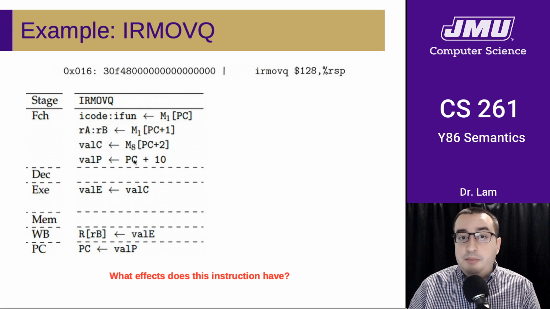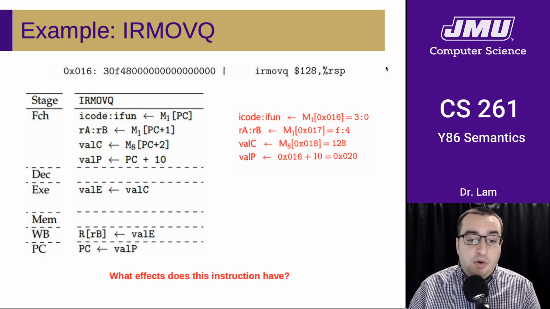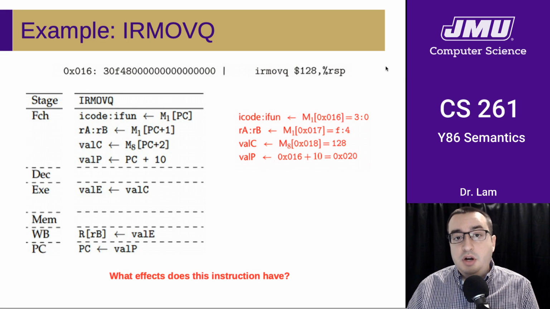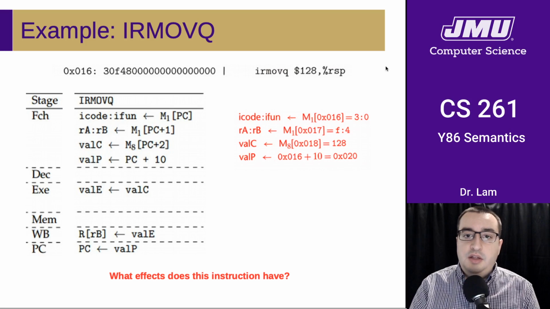We're also going to take that program counter and add 10 to it because this was a 10-byte instruction. And so we'll have the address of the next instruction, which is val-p, will be whatever this value is, plus 10. So this is how we're going to work through these things in the lab for today.